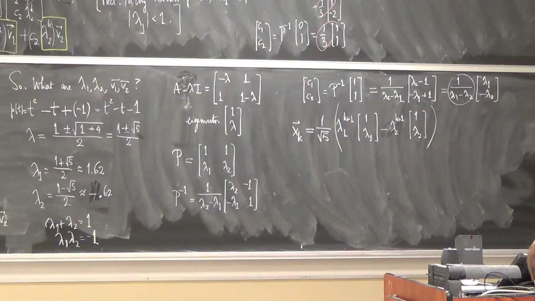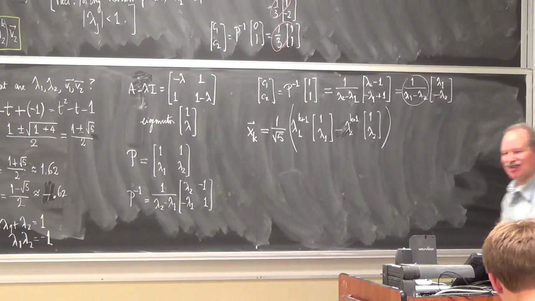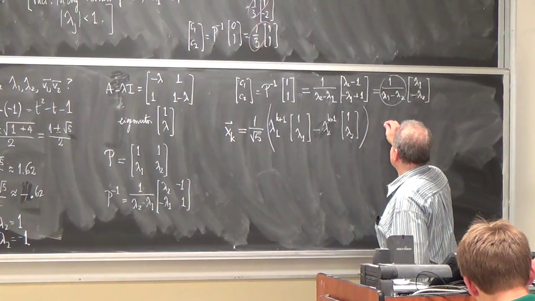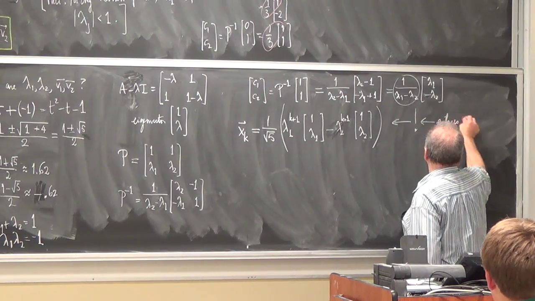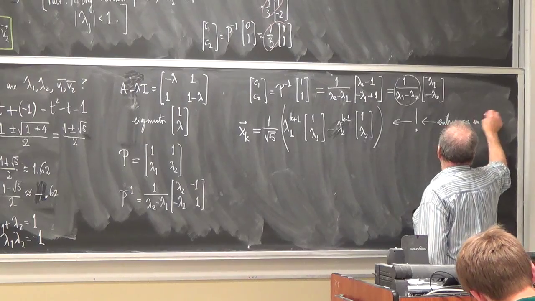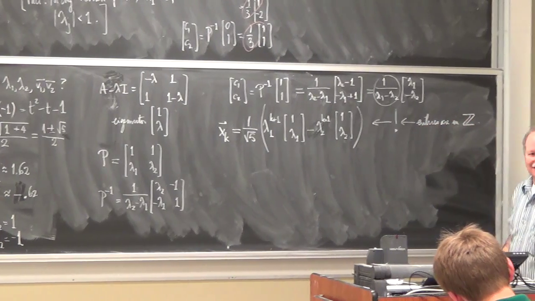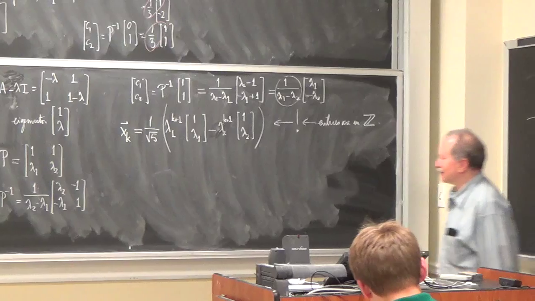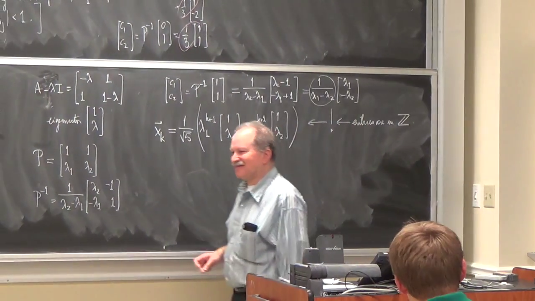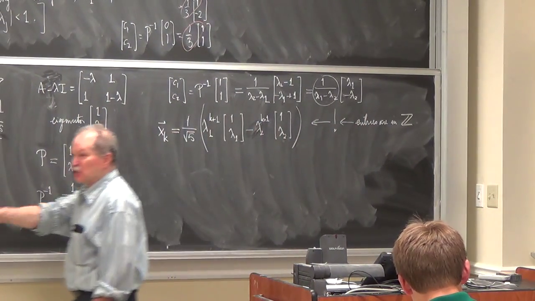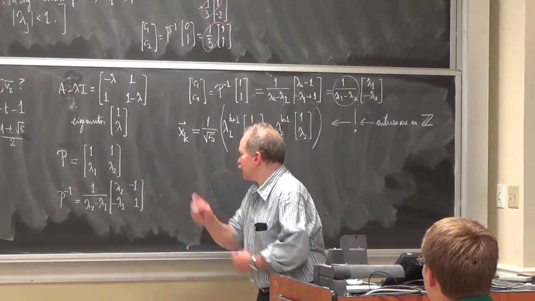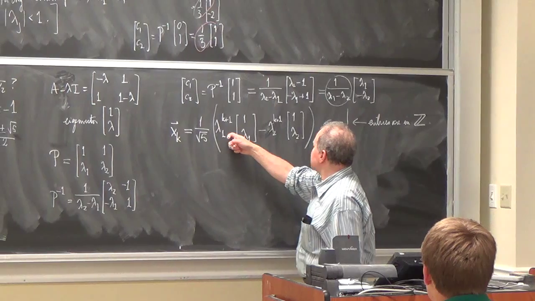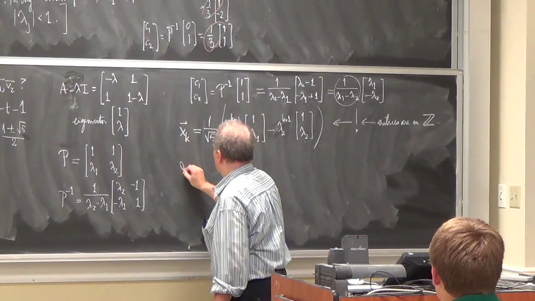What is miraculous about this is that the entries come out integers. How do we prove that? It has to, right? You're multiplying an integer matrix times integer vectors. It has to be integers.